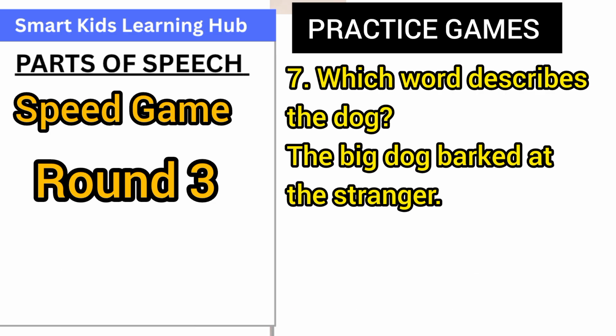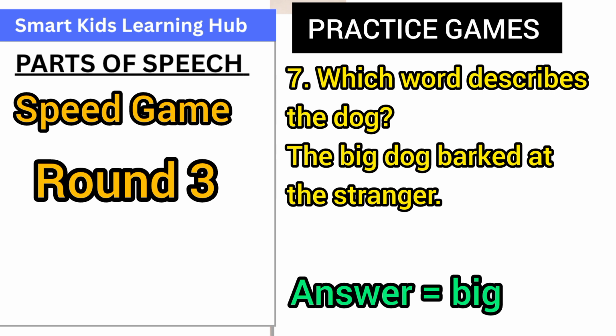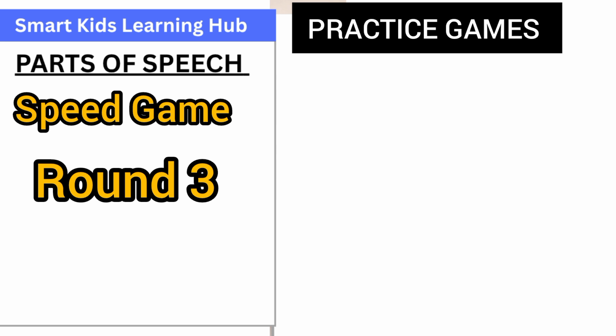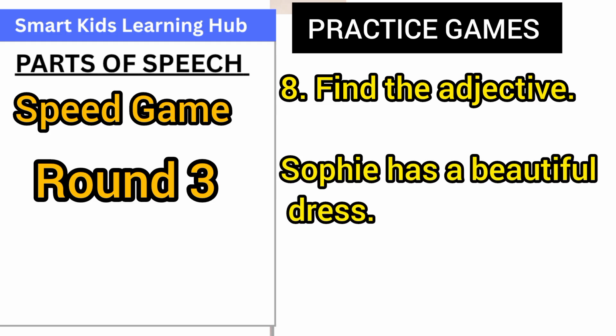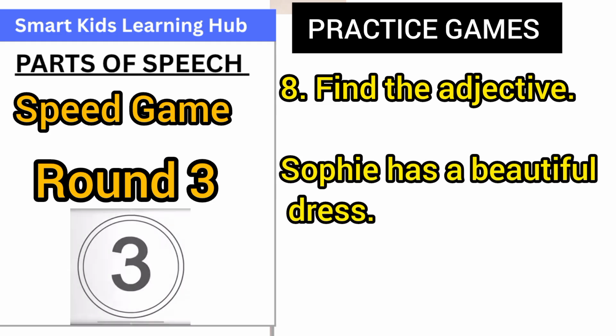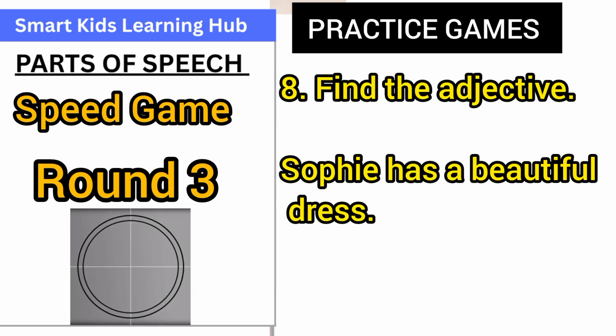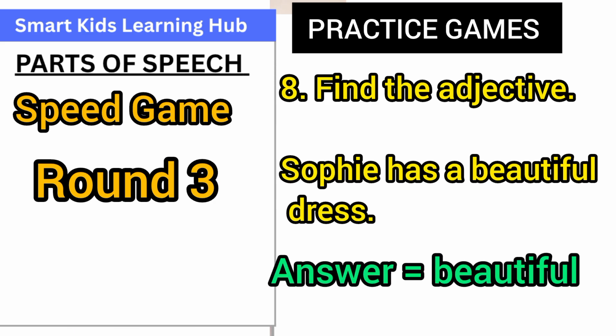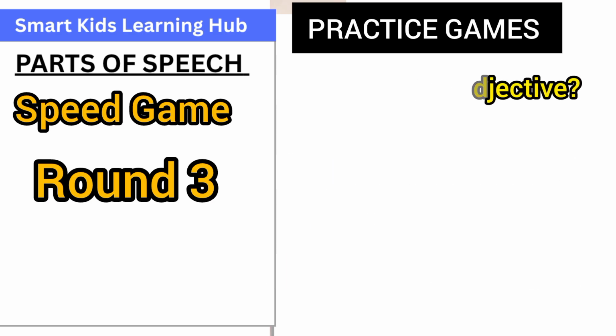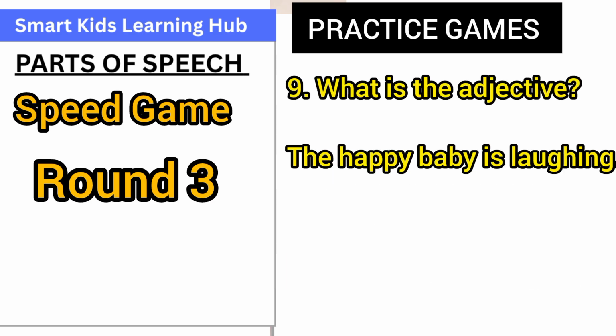Question 8. Find the adjective. Sophie has a beautiful dress. You're amazing. Beautiful is the adjective in that sentence. Question 9. The happy baby is laughing. What is the adjective? Bravo! Happy is the correct answer.